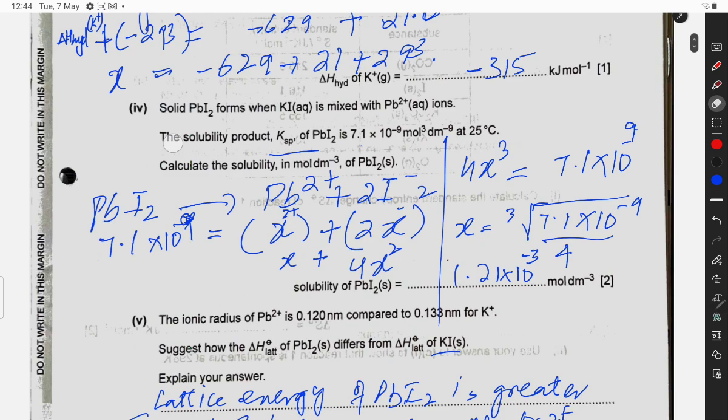Solid lead(II) iodide forms when potassium iodide is mixed with lead(II) ions. The solubility product Ksp of PbI2 is 7.1 × 10^-9 mol^3 dm^-9 at 25 degrees centigrade. Calculate the solubility in mol per dm³.